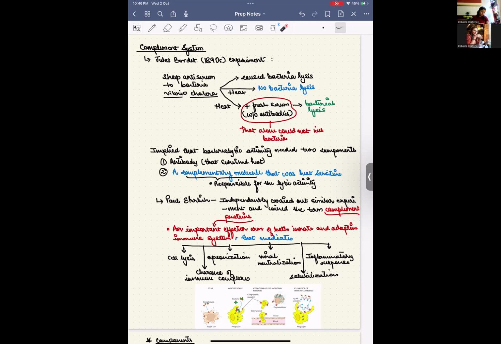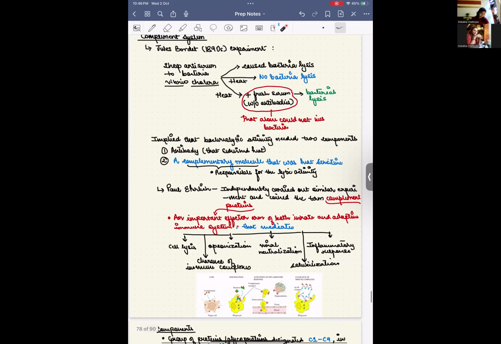And so Jules Bordet said that the complement protein is responsible for the lytic activity, because if it is absent, if it gets denatured, there is no bacterial lysis, and antibody alone cannot help the process. Now, what is complement protein? Complement proteins were then identified as an important effector arm of both the innate and adaptive immune system. So, not just the adaptive immune system, we will have a look at it, in the innate immune system, a lot of the innate immune response is also mediated by the complement proteins that are present.